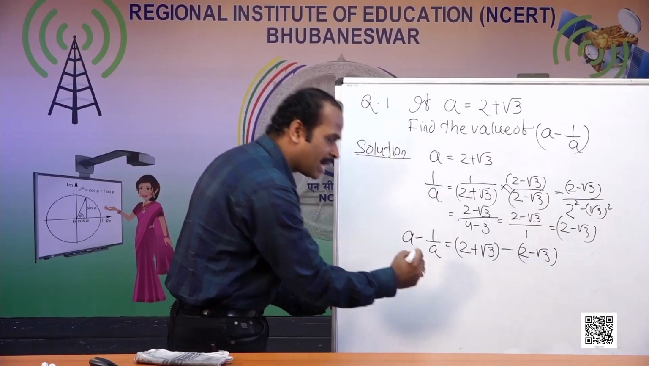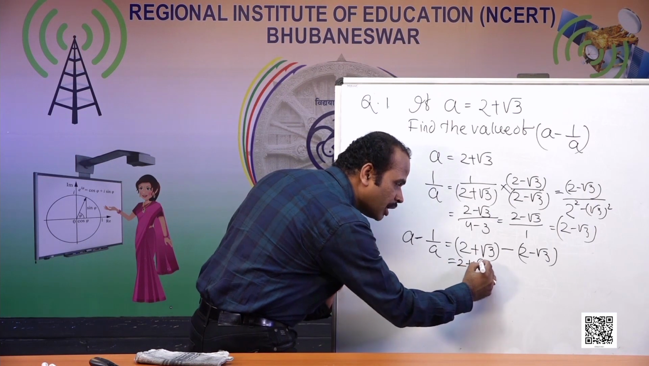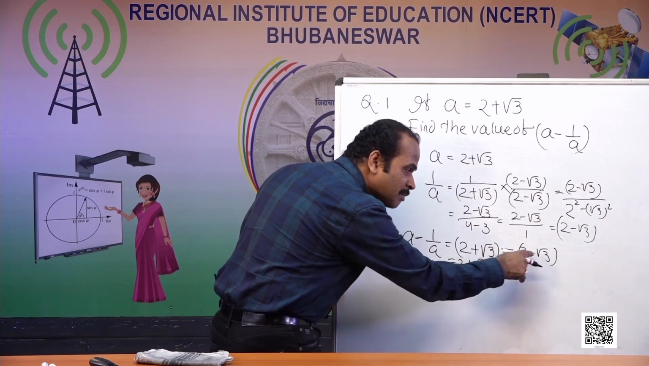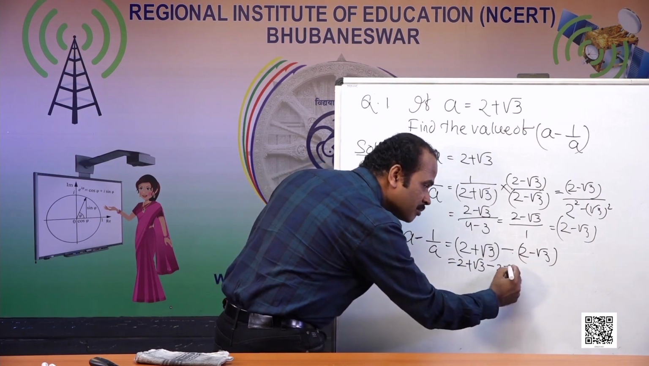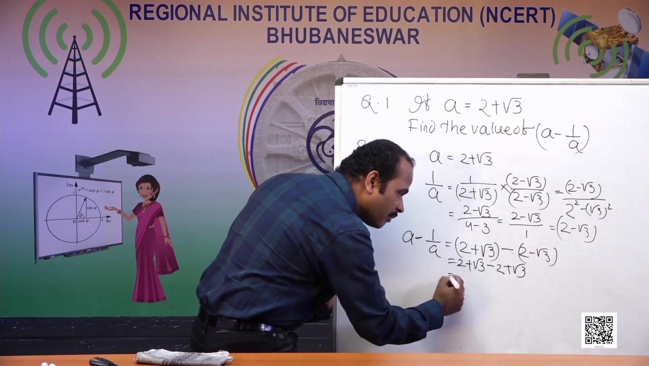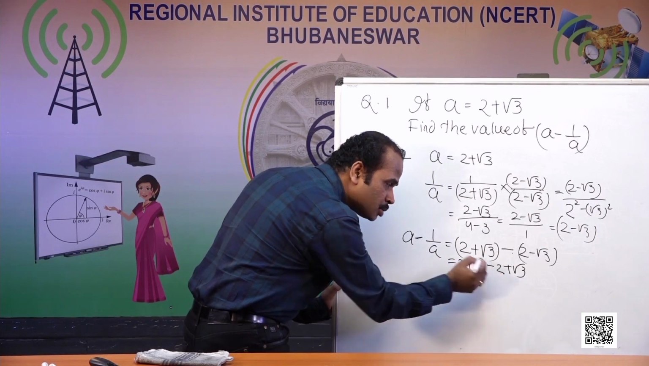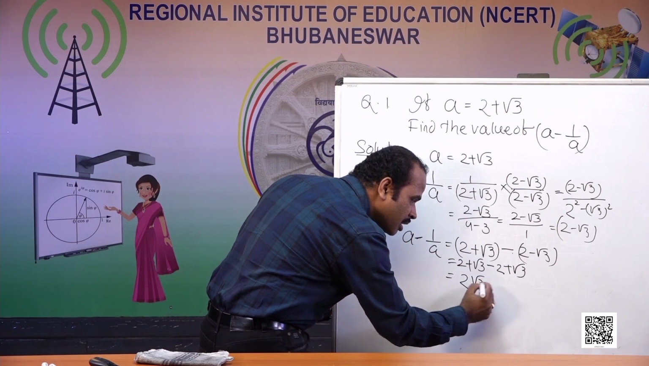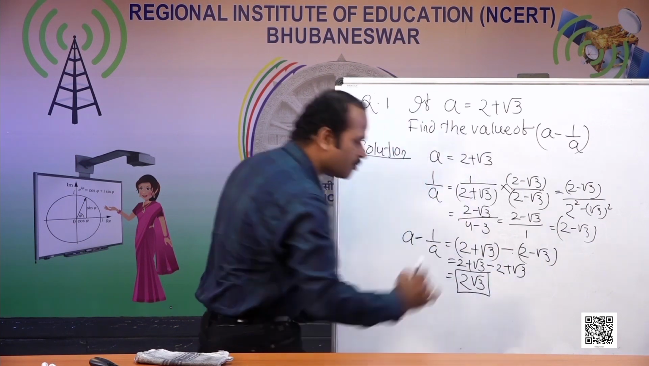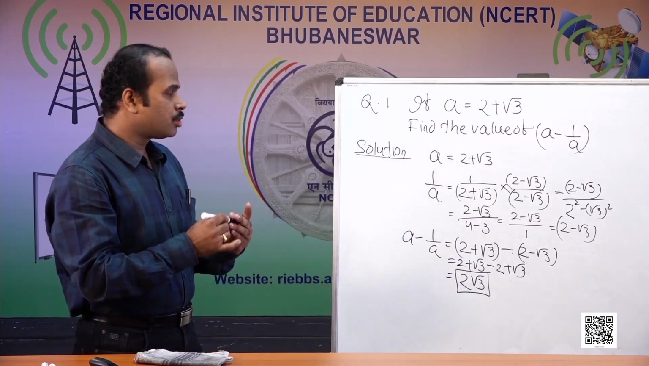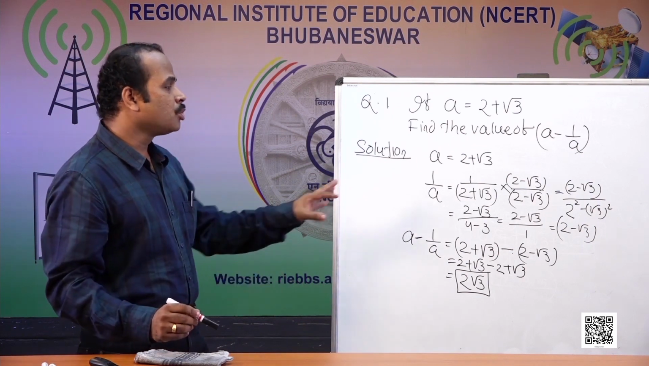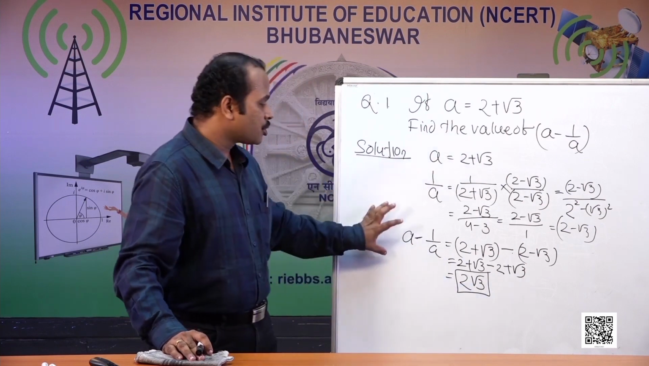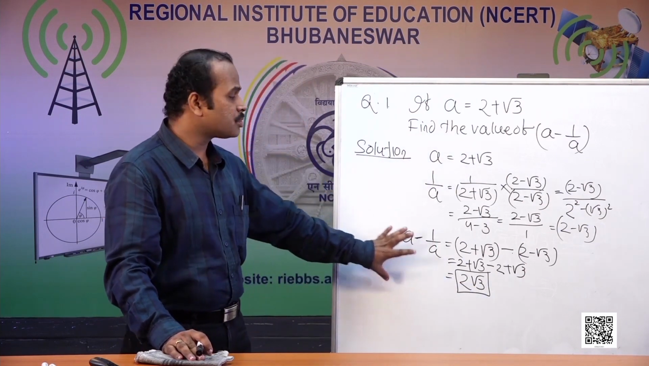Now I will open the bracket. 2 plus root 3, minus multiplied with 2 is minus 2. Minus multiplied with minus root 3 becomes plus root 3. Now finally what do I get? 2 minus 2 gets cancelled. So root 3 plus root 3 becomes 2 root 3. So this is my answer. So 2 plus root 3 minus 2 minus root 3, finally I got 2 root 3. So a minus 1 by a is 2 root 3.